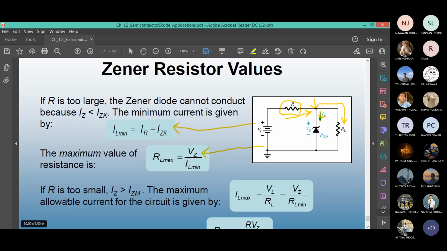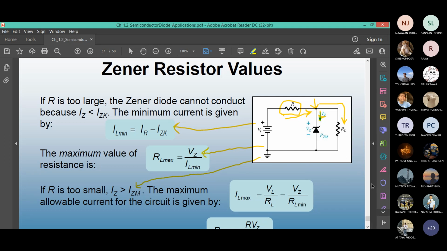What happened? Now we talk about the other case. If the series resistor R is too small, what is going to happen? A lot of current can come. IR will be large. One portion of it will go to the load resistor RL, and the other part will go to the zener branch. When the zener is on, it will go as IZ. The zener also has a maximum current rating, IZ max.